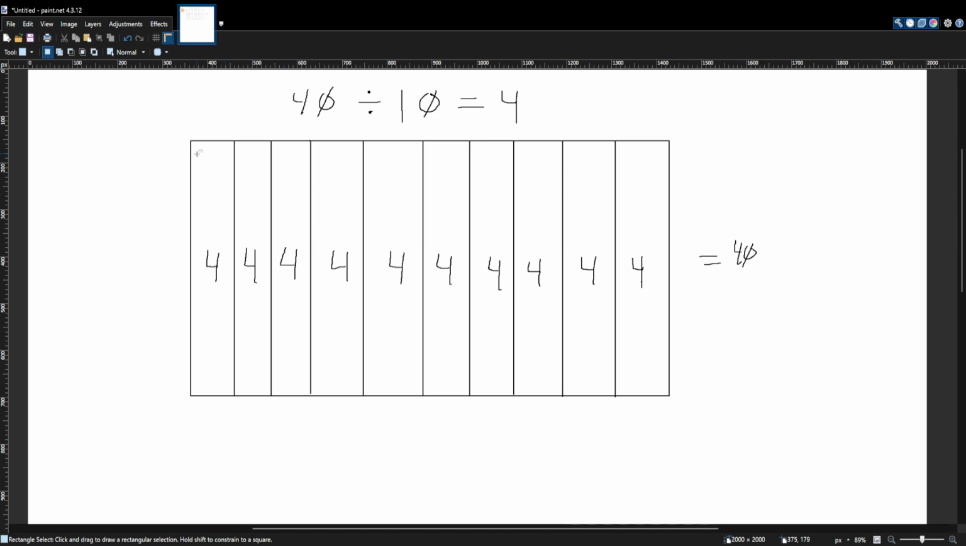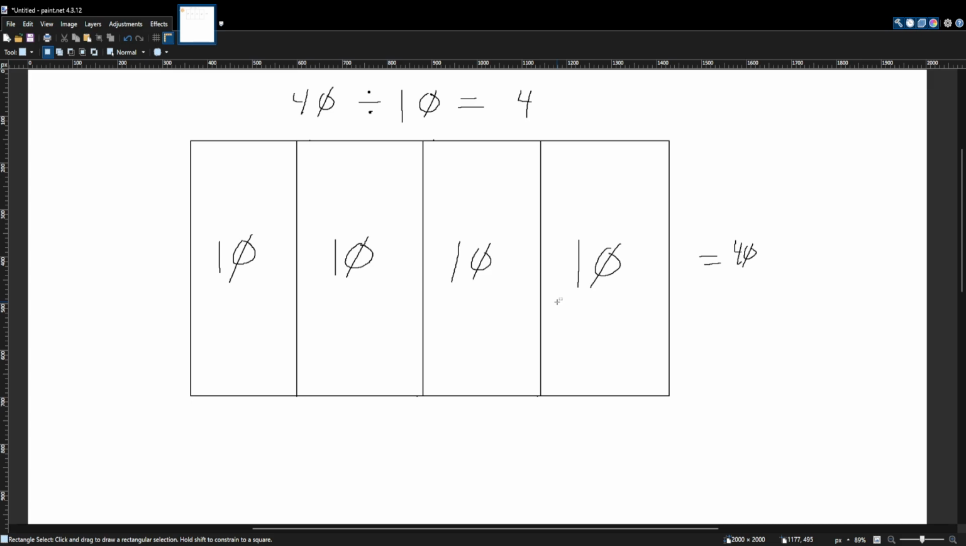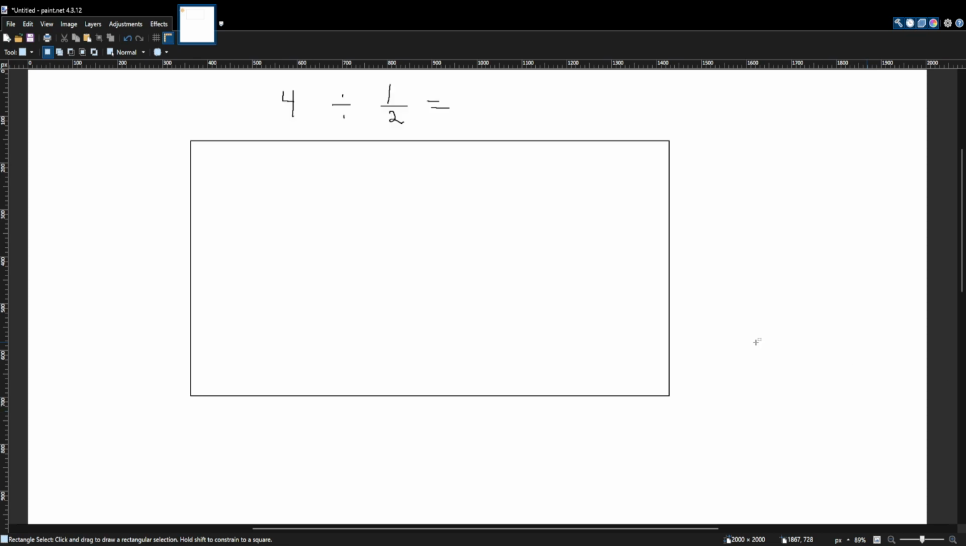Now this representation is a little harder because you have to know how big this number is before going into the division problem, which is why I like the first representation a little bit better, and it is what we're going to do when we're getting into dividing fractions. So let's say I have 4 and I want to divide by 1/2.